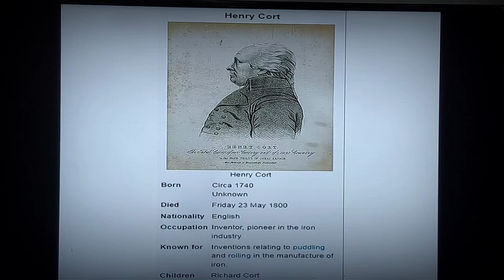This is Henry Cort. In 1784, tempered iron could be produced with the invention of the roller machine. He invented this, Henry Cort.